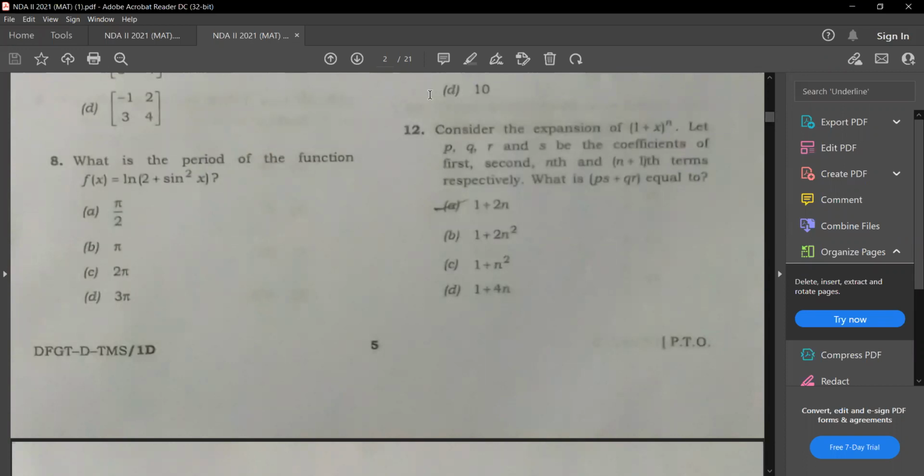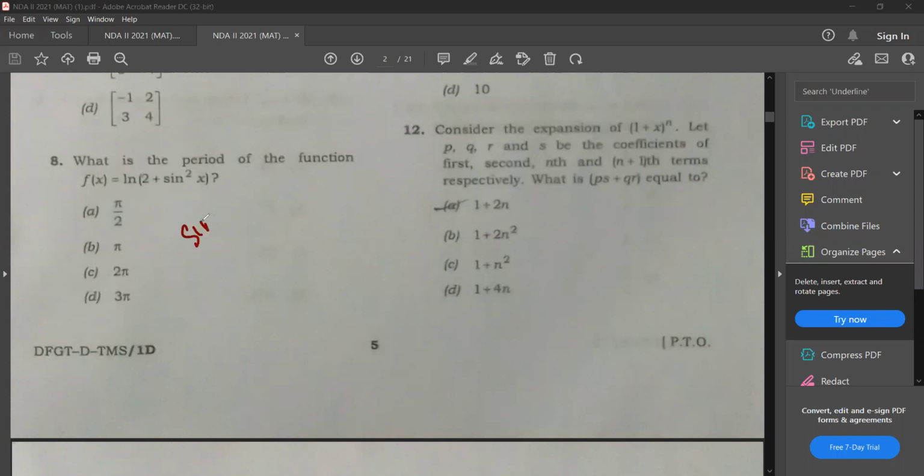What is the period of the function f of x is equal to ln(2 plus sine square x)? So how can we write sine square x? Sine square x is nothing but 1 minus cos 2x by 2, from the formula of cos 2x.